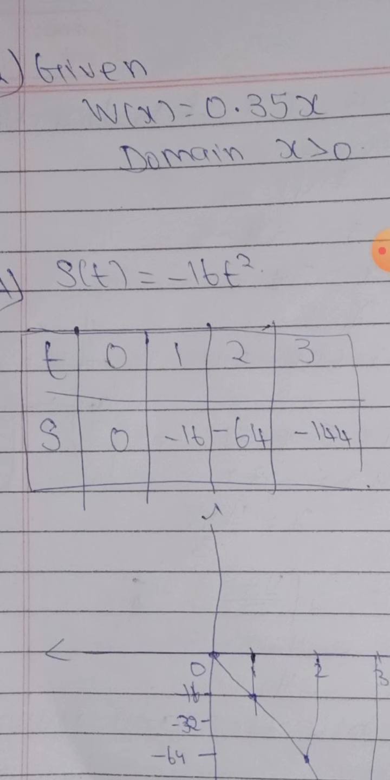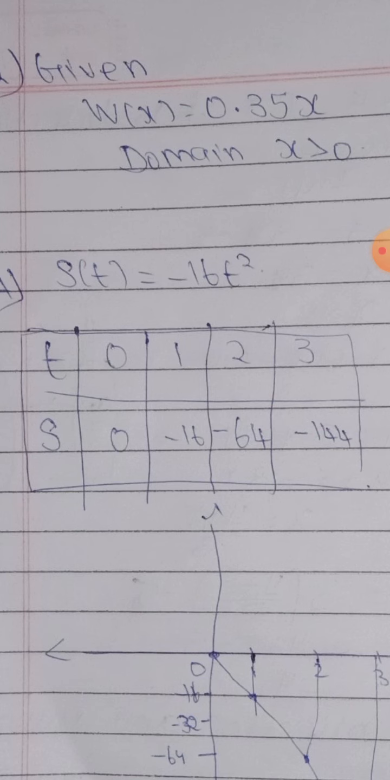If I put any t value on the right hand side, we will get the corresponding value. If I put t is equal to 0, 0 into any term is 0, so the s value will become 0. If I put 1 here, 1 square is 1, and 1 into minus 16 is minus 16. If I put 2 in the place of t, 2 square is 4, and 4 into 16 is minus 64. Same thing, 3 square is 9, and 9 into minus 16 is minus 144.